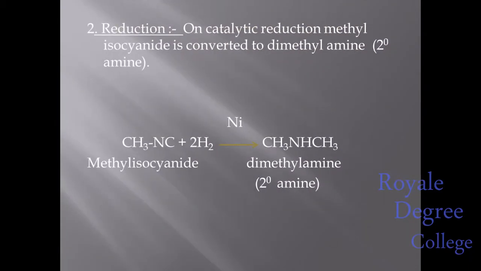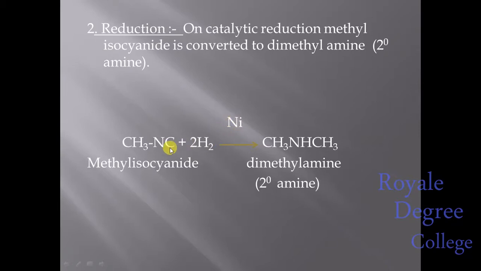Next property we'll see of isocyanide, reduction. On catalytic reduction, that means in the presence of a catalyst, a reduction reaction will take place. Methyl isocyanide is converted into dimethylamine, which is nothing but a secondary amine. See the reaction, CH3NC. It is methyl isocyanide. In that we are adding 2 moles of hydrogen, and the reaction will take place in the presence of nickel catalyst.